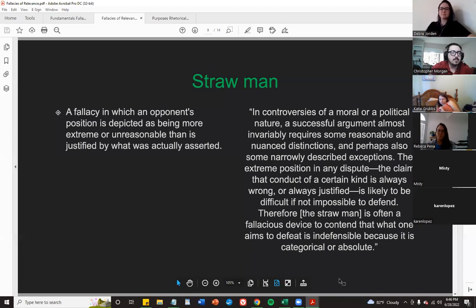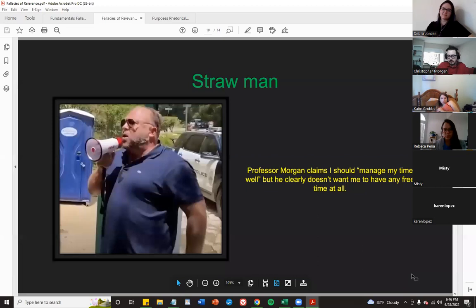But anyway, in terms of the straw man, the straw man is often a fallacious device to contend that what one aims to defeat is indefensible because it is categorical or absolute. I got my favorite picture of Alex Jones here with this tiny bullhorn, raising a big stink with this tiny bullhorn. He was at the green belt that day.